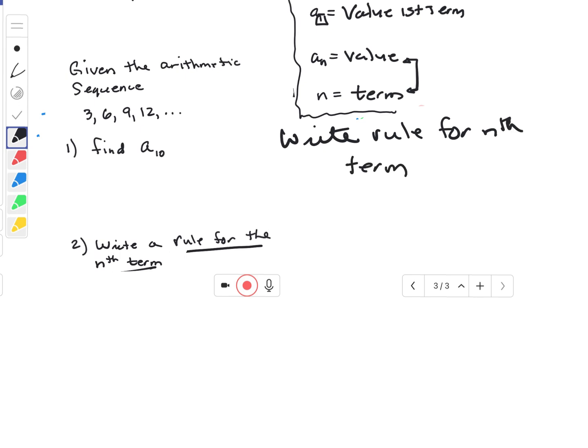So we're going to use the formula a sub n equals a sub 1 plus n minus 1 times d. So you want to memorize that formula. When you're trying to write the rule, you only need to tell me what is the value of the first term and what is the common difference. You only need those things when you're writing a rule.